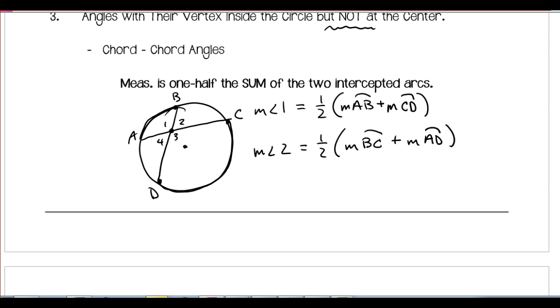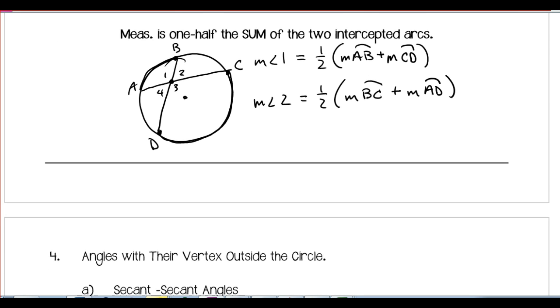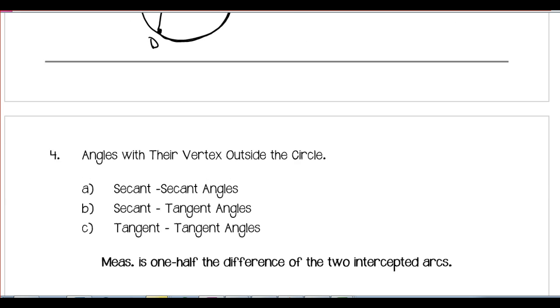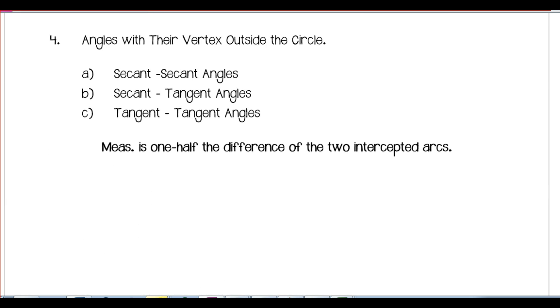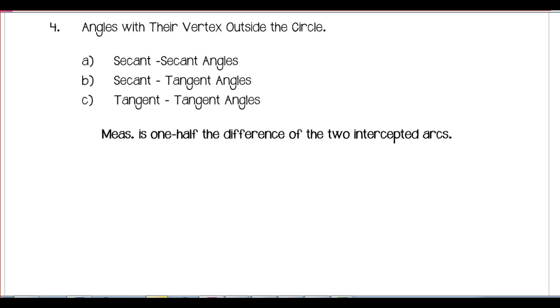And then moving on to case 4, angles with their vertex outside the circle. So there's 3 types of these. We could have a secant-secant. We'll talk about what a secant is. We could have a secant-tangent or a tangent-tangent. So again, the key here is identifying where the vertex is. So let's take a look at case A.